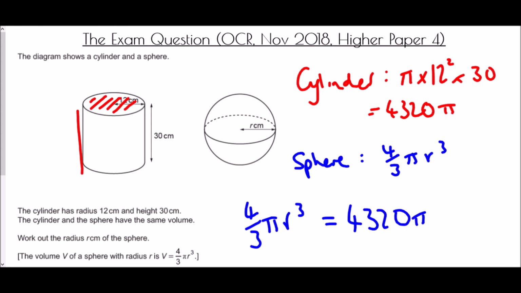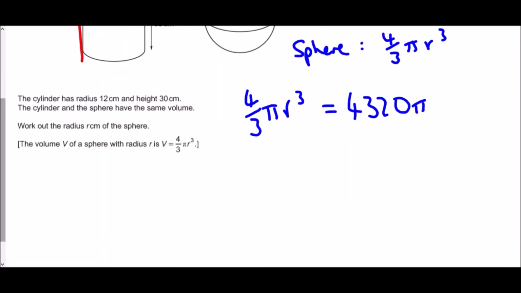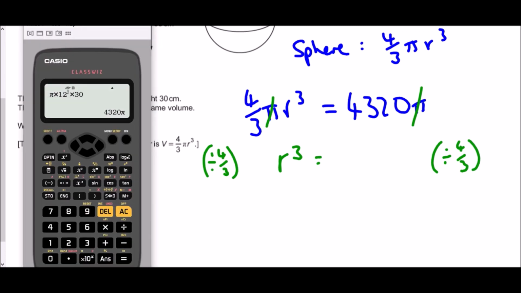4320 pi. Now this is where leaving it in terms of pi is helpful, because I can now just divide both sides by pi. And now if I want to get r cubed all on its own, well, I will divide by 4/3, and I'll do that on both sides of my equation. And so 4320 divided by 4/3, well, that equals 3240.